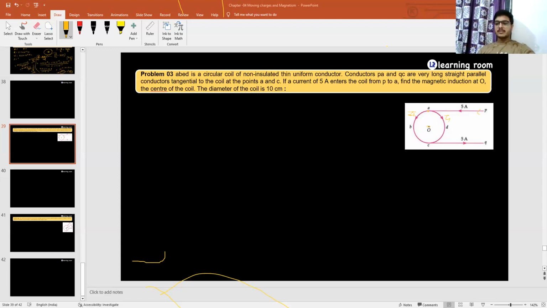A little bit different concept is required. See here. Basically, what we don't know is the currents in the two conducting wires, because the magnetic field at the center will be due to this wire. Let me change the color. Due to this wire, due to this wire, due to this wire, and due to this wire. Agree or not?